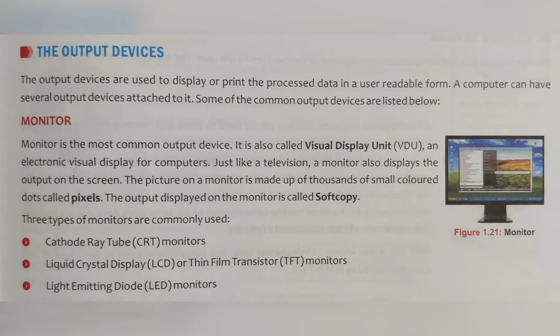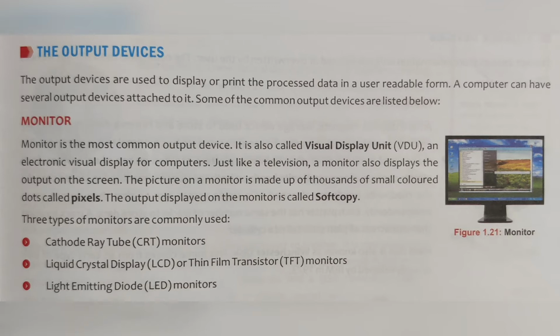Now, what is an output device? Output devices are used to display or print the processed data in a user-readable form, in which the user can read the data easily. A computer can have several output devices attached to it. Some of the common output devices are listed below.